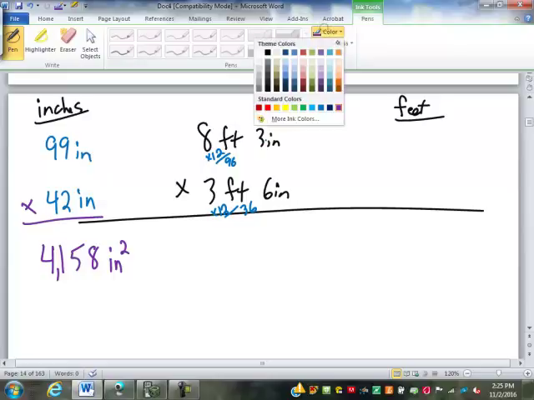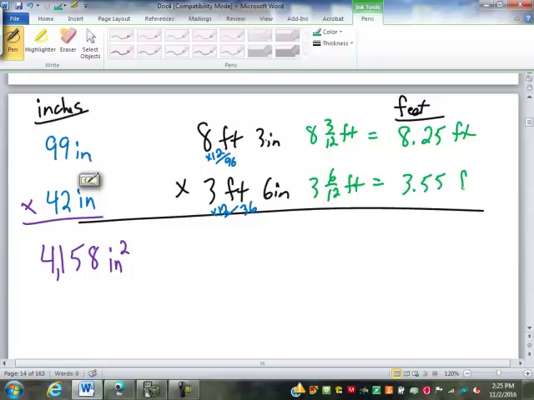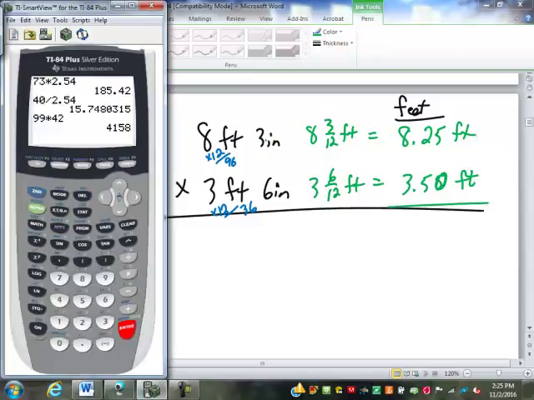Or our other option was to convert everything to feet. The easiest way to convert them to feet is to use fractions. 8 feet 3 inches is 8 3/12 of a foot, which is 8 1/4. I'm going to put it down as 8.25 feet. 3 foot 6 inches is 3 6/12 of a foot, which is 3 1/2. I'm going to put it down as 3.5 feet. So 8.25 times 3.5.